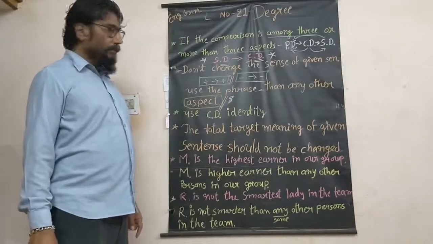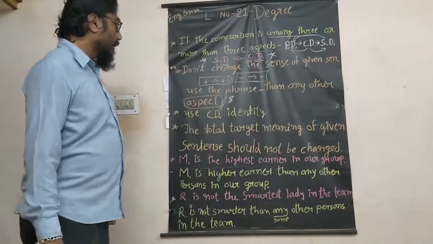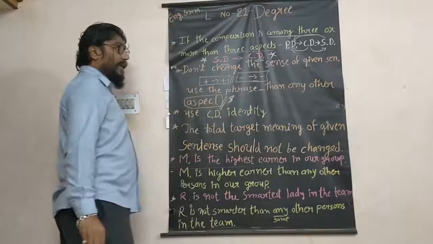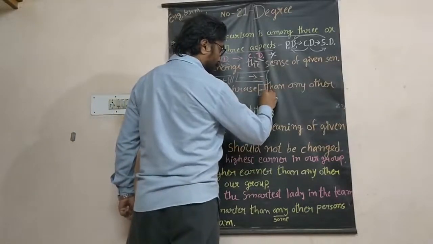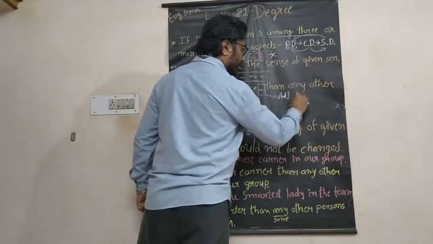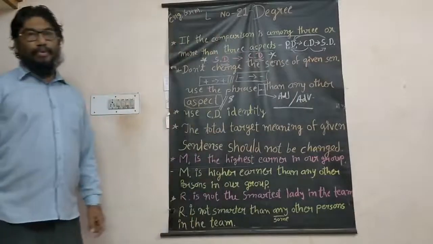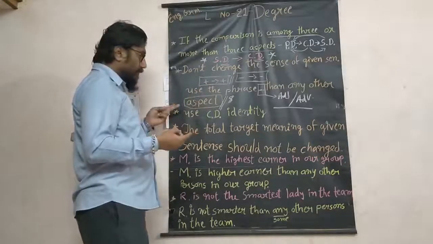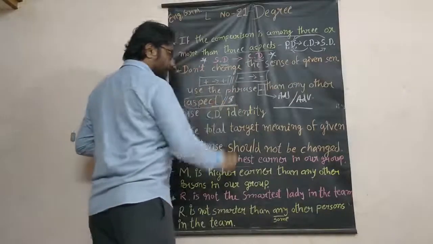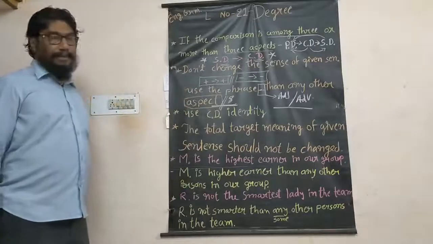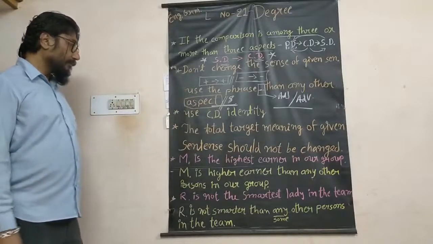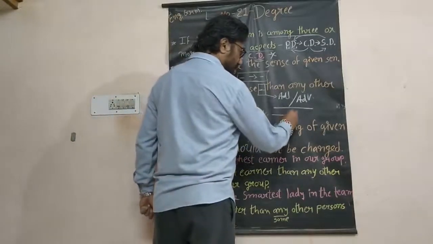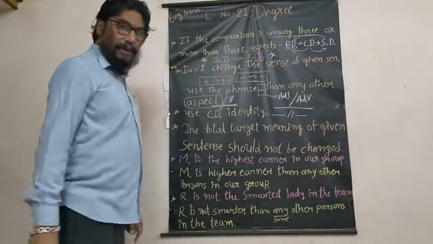Next to that, because we are going from SD to CD, use the phrase, here blank is given. Blank means, there you will use the adjective or adverb given in the sentence. Then, if singular is there, at last you will write singular. If plural is there, you will write either aspect or aspects. Next to that one, use a CD identity: ER then, or more than. Which is the right one, that you will use.